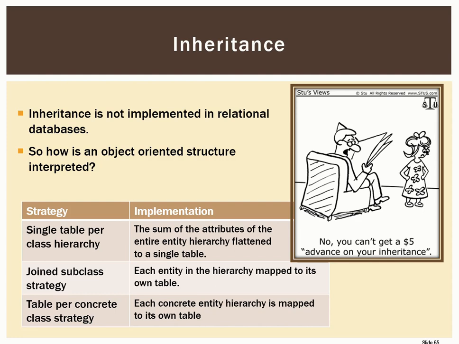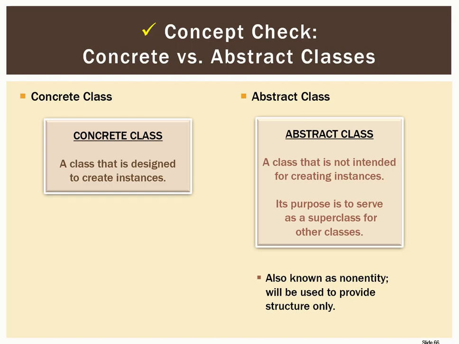There are three main ways to do it, and they're listed below: the single table per class hierarchy, the joined subclass strategy, and the table per concrete class strategy. One of these concepts involves a concrete class. That should be familiar to you from object-oriented programming.